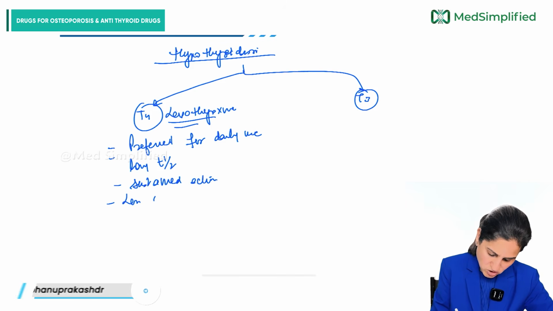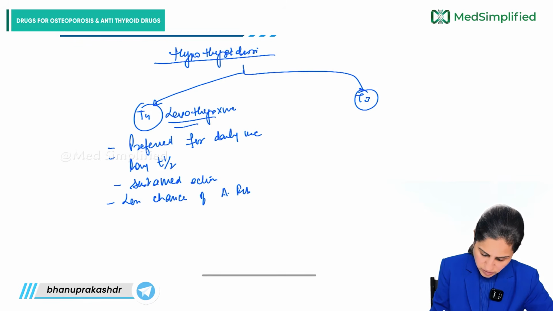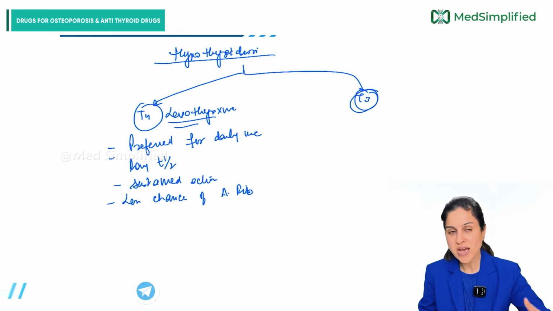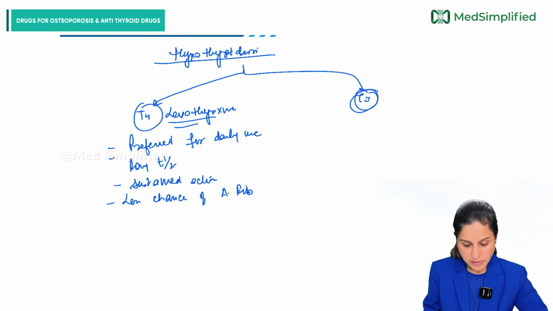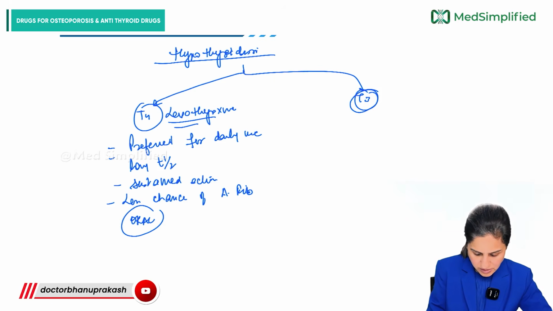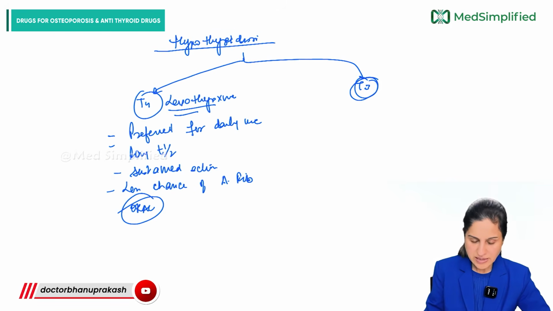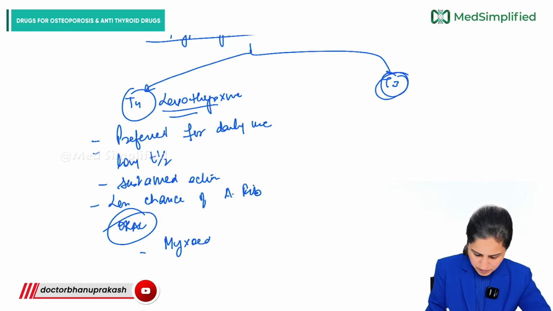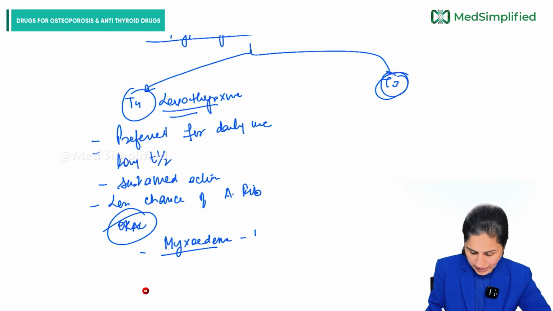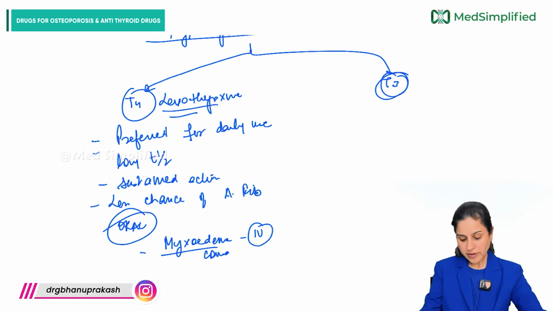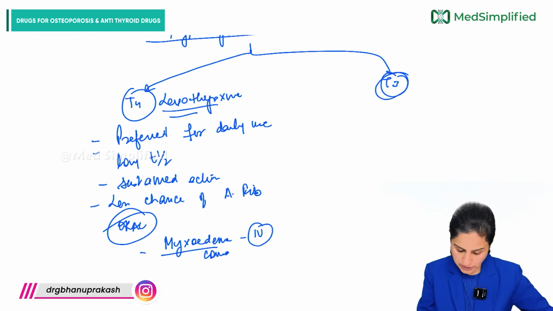And it has less chance of atrial fibrillation or arrhythmias. Because T3 is the active form, very quick or short acting, it has more chance to cause atrial fibrillation. So this drug is given by the oral route, right? That is levothyroxine, and in an emergency like myxedema coma, we can also give it by the IV route. Not regularly, but in coma, an emergency, we give it by the IV route.